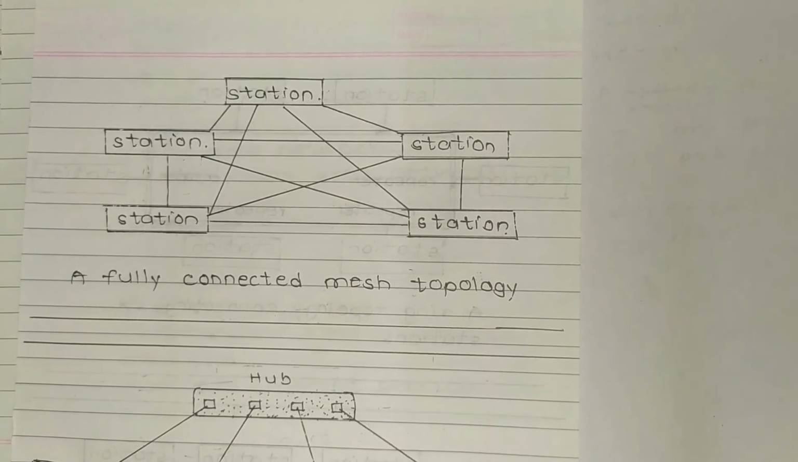Second, a mesh topology is robust. If one link becomes unusable, it does not incapacitate the entire system. So if one link is unusable, that means it becomes useless, but it does not make the entire system fail. Third, there is the advantage of privacy and security.